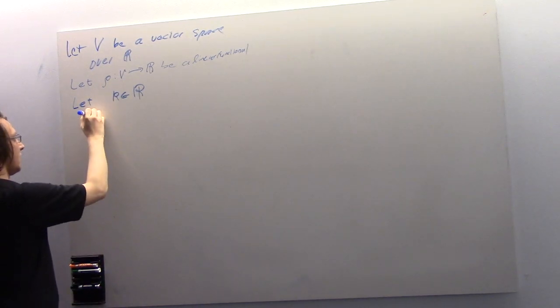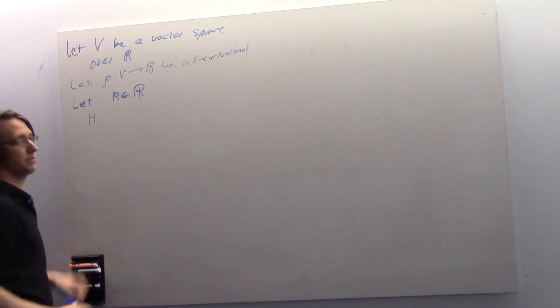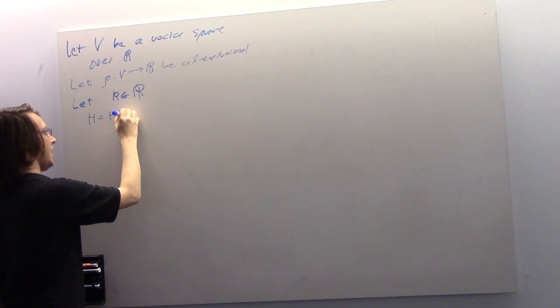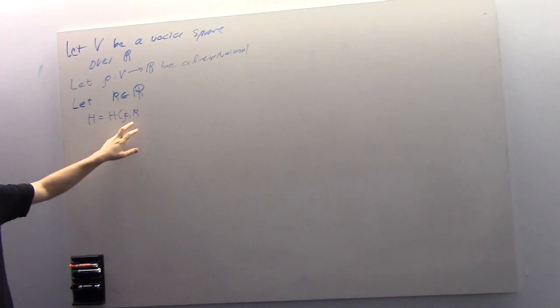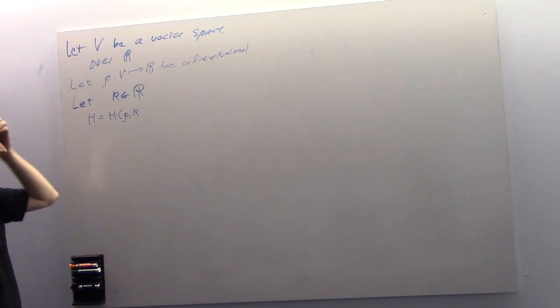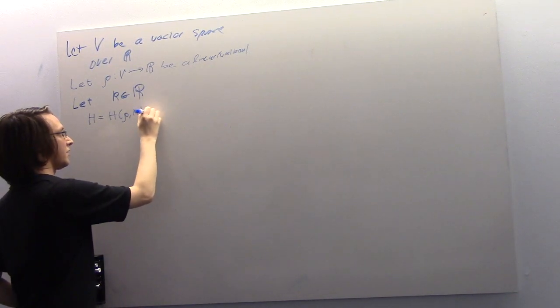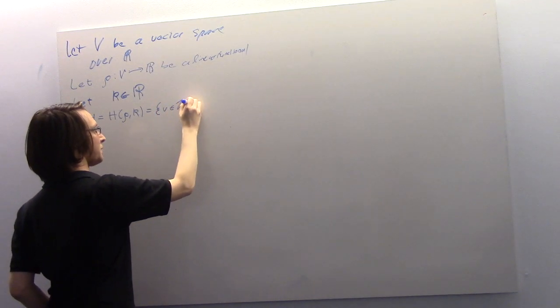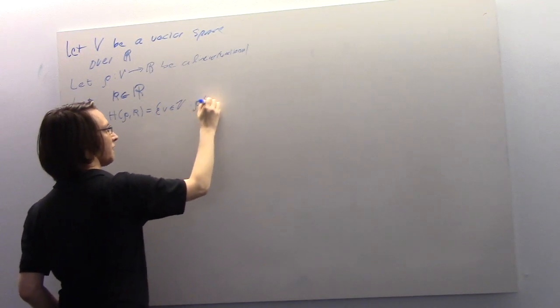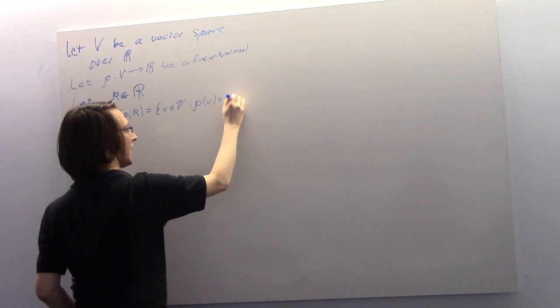Now, we're going to define a hyperplane H, which, let's just note, is going to depend on the linear functional we take and the real number we take. H is going to equal the set of v in our vector space where rho of v equals K.